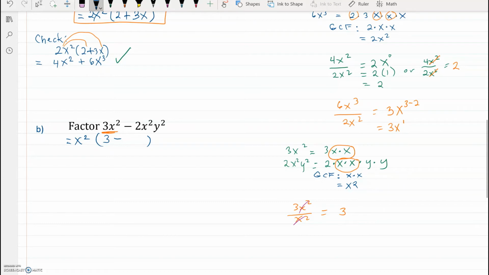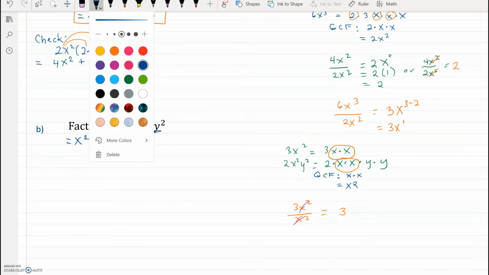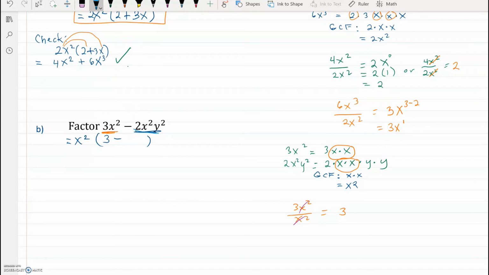polynomial, which is 2x. Let me do it over with something different. Okay, so now I'm going to have this for the second part: 2x squared y squared, and I divide that by x squared. So 2 divided by 1 is still 2. Then I will cross out what I have in common, the x squared and the x squared, and I'm still left with the y squared.